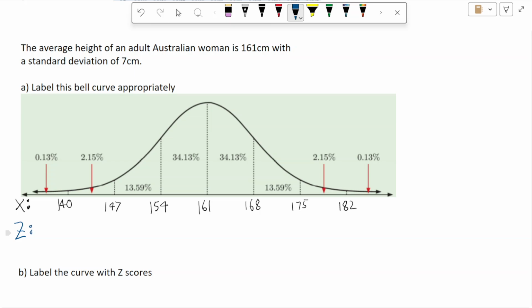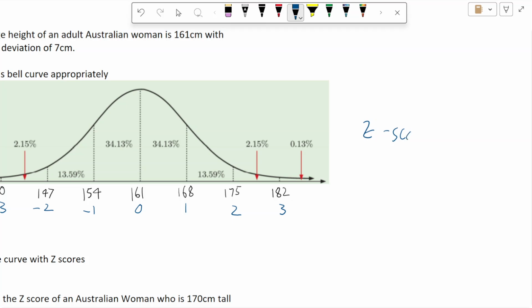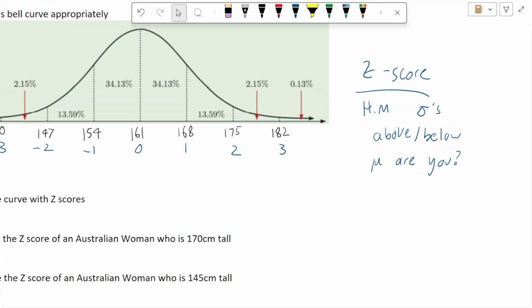The way Z scores work is you just set the mean to 0 and each standard deviation is 1. Every time you go back, it's 1 back. Those are the corresponding Z scores. So it can turn any normal distribution into something comparable, because the mean's always 0 and each standard deviation is 1. You can think of a Z score as how many standard deviations above or below the mean you are. So that's how you label it with Z scores.